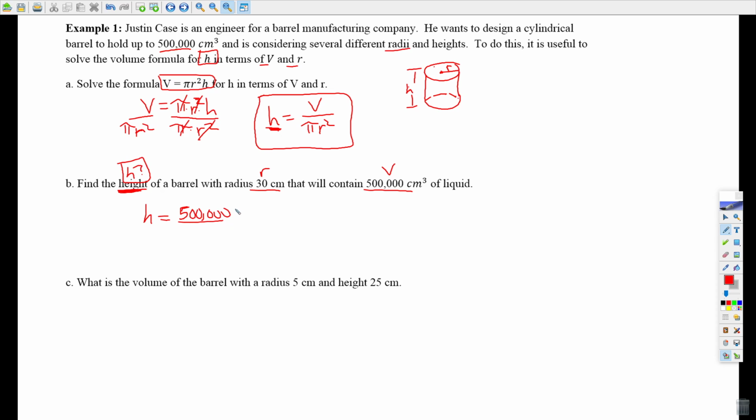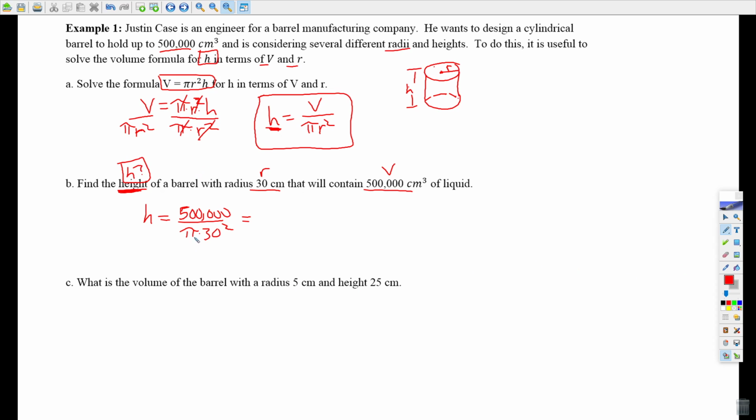500,000 all over pi. And then our radius is 30, so it has to be 30 squared. Now everything is all contained. We just have to do this in a calculator and we're done. If we actually tried using this one up here, we'd have to do all this extra work that we tried to do beforehand to get h by itself. We could plug in the values, but we'd have to do some extra math work. So now having this is much better. So let's go ahead and do that.